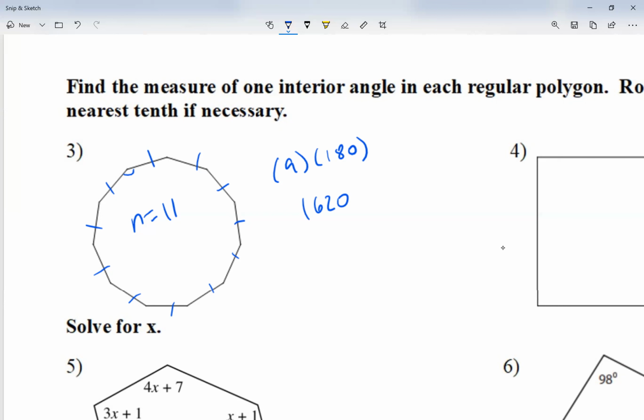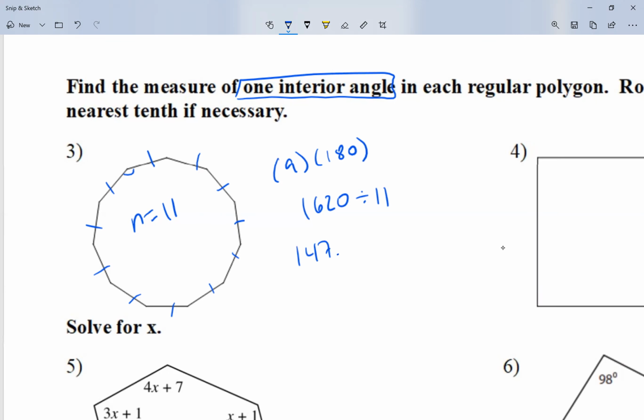Now, here the question is, how much is one of those angles? I have 11 sides, so I have 11 angles. All of them is 1,620. So let me go 1,620 divided by 11, right? How much are all the angles divided by how many angles I have? Now my calculator gives me 147.27272727 and a bunch of 27s.